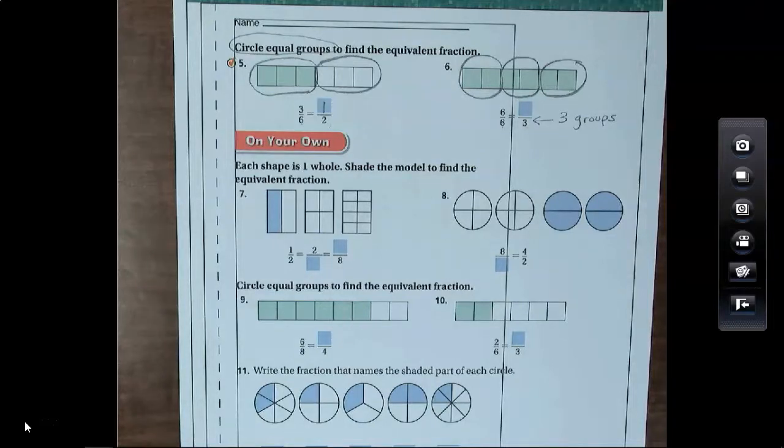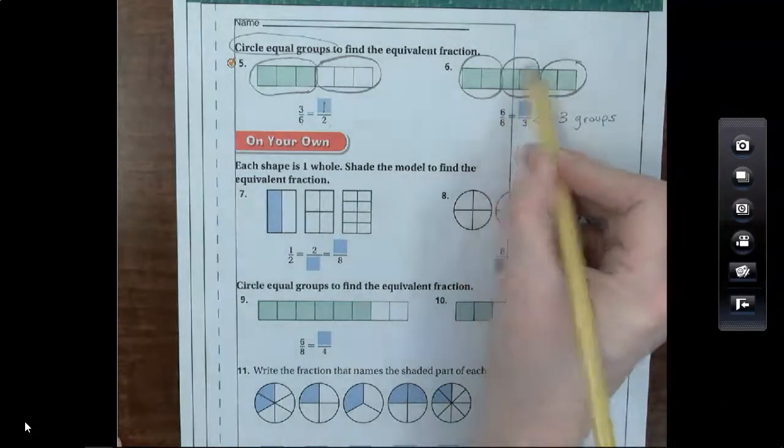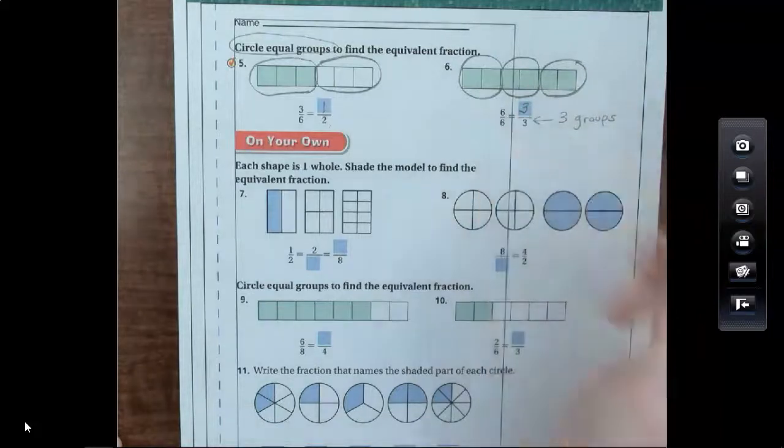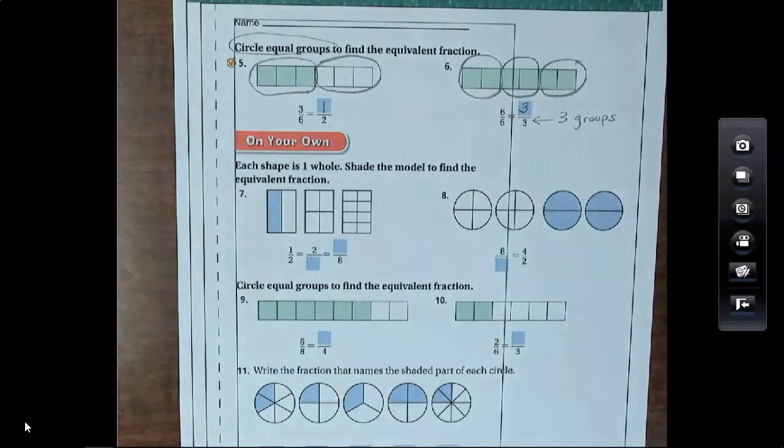We have 3 equal groups. Looking at those 3 equal groups, how many of those are shaded in? How many are shaded in? 1, 2, 3. All of them are shaded in. So that proves to us that 6 over 6, or 6/6, equals 3 over 3, or 3/3.